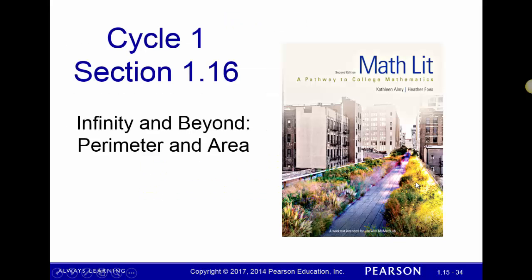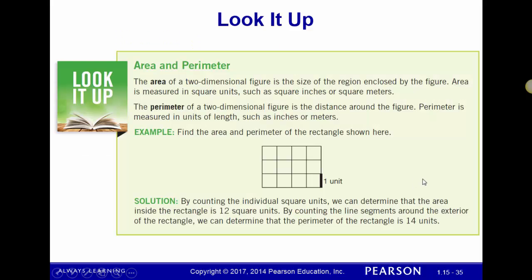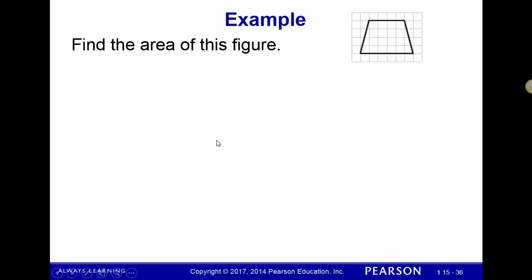Alright, and the last section in the first cycle is on area and perimeter. And just a definition first, area of a two-dimensional figure is the size of the region enclosed by the figure. It's measured in square units. Perimeter is the distance around the figure, and this is measured in what we call linear, or just the units of length.